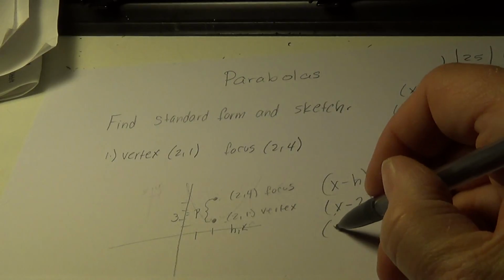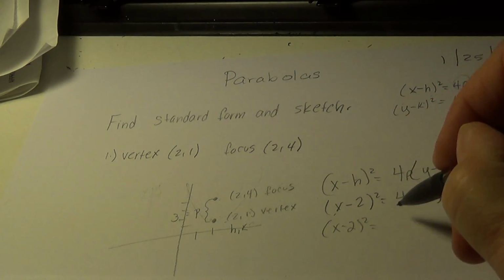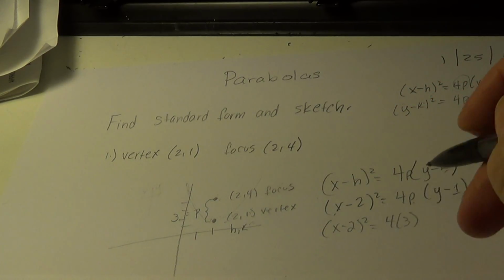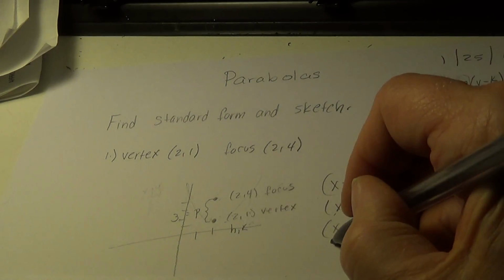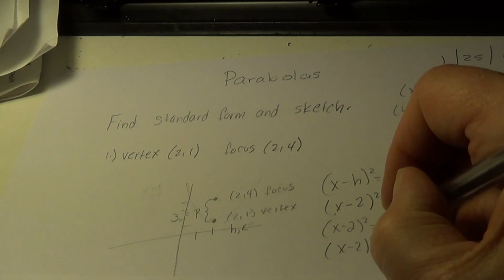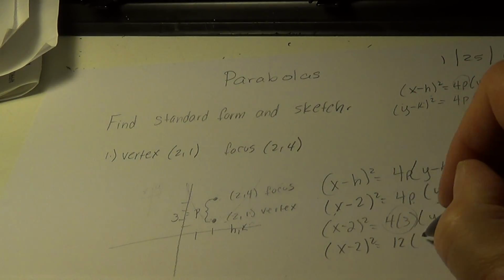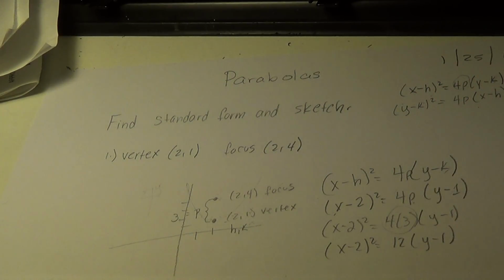So I'm going to come back over here. I put in a 3 for p, and then I'll simplify it. 4 times 3 is 12. That's standard form. Now I would like to sketch it.